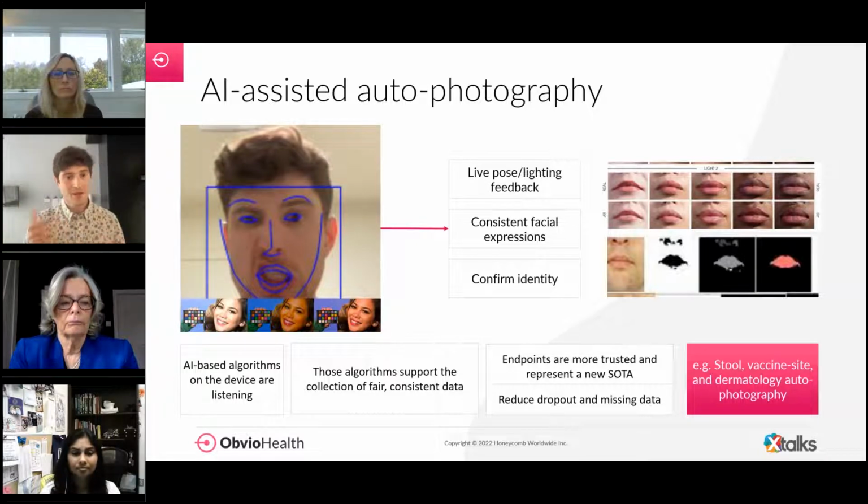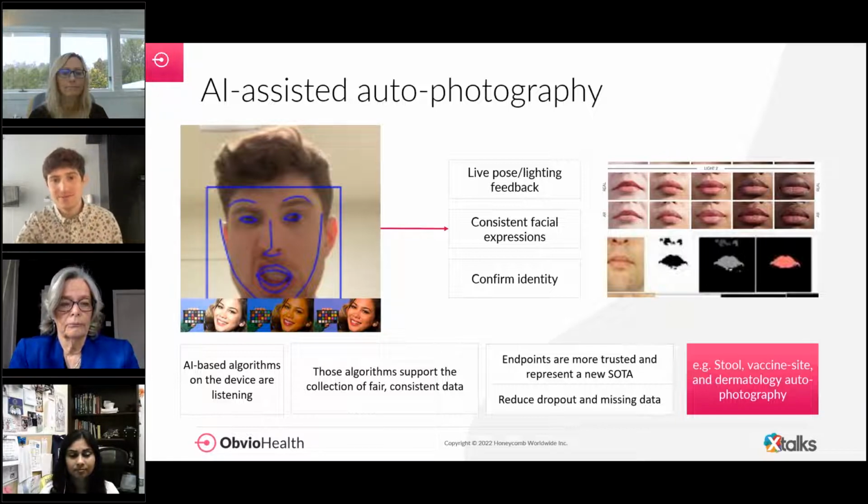So we could extract the lighting, the pose, identify the facial expression, so you're not squinting or moving your eyes and changing the position of your skin too much, and also confirm the identity and make sure the person you're taking the picture of is the right person. And you can see on the right, we're actually able to extract just the lips or just the part of the photo that we're interested in for different types of clinical trials. And so really what I like to think of this as is an AI algorithm that's supporting us in collecting the right data and helping the patient avoid a missed data point.